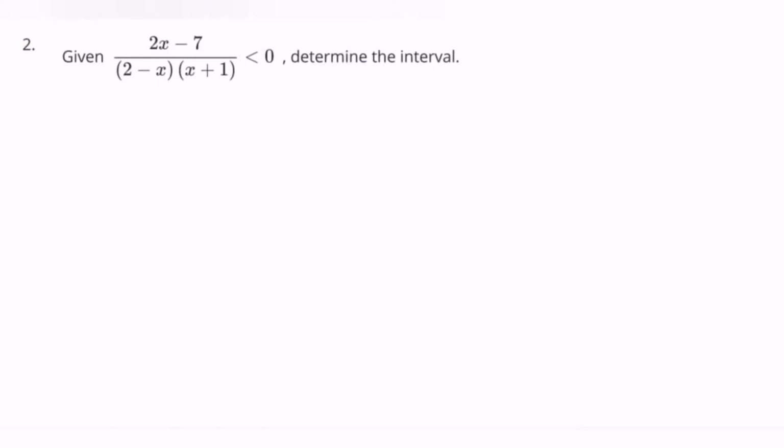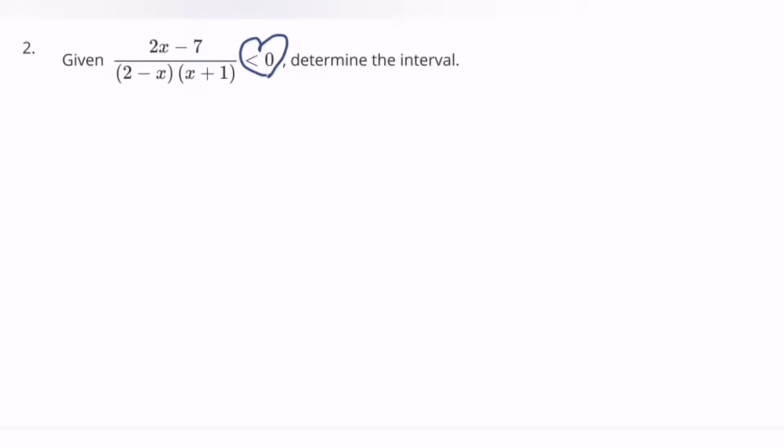Next is to refer to question number 2. So given the situation, determine the interval. So my suggestion is to transfer and then equate the denominator. So for this case, I can say it is the simplest form. So we can straightforwardly determine the sign. So here we have the negative sign. Next is to split and then assume always positive.